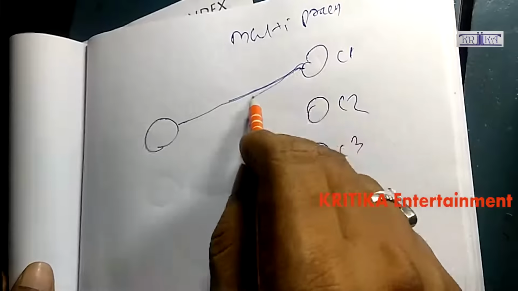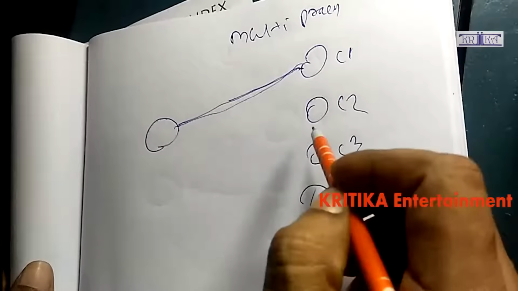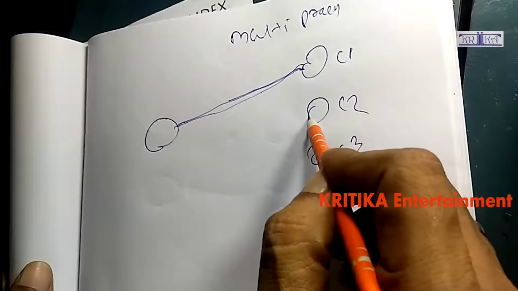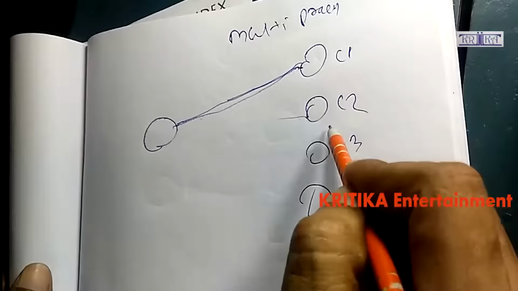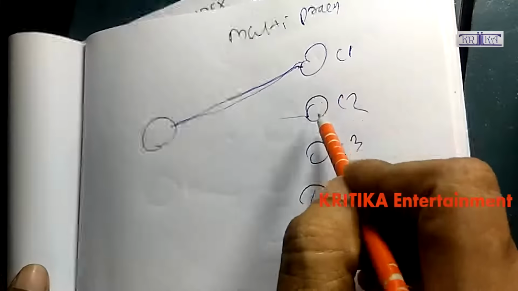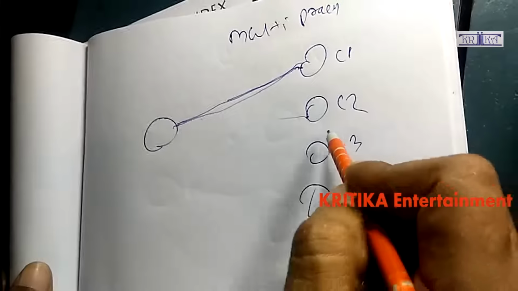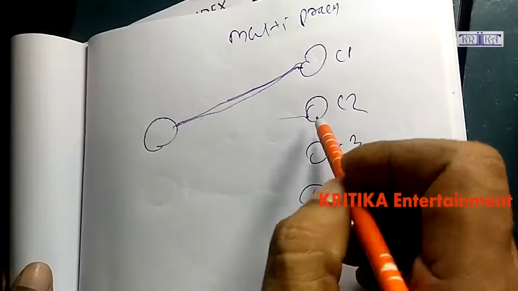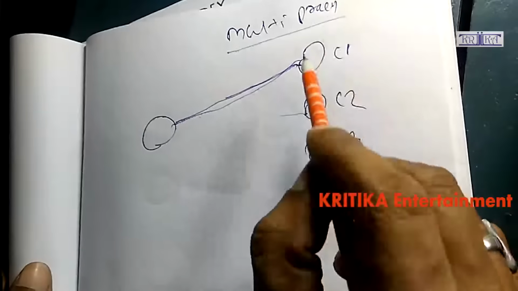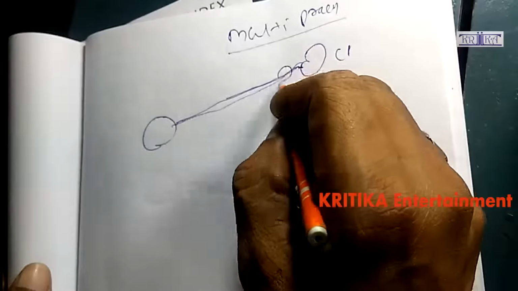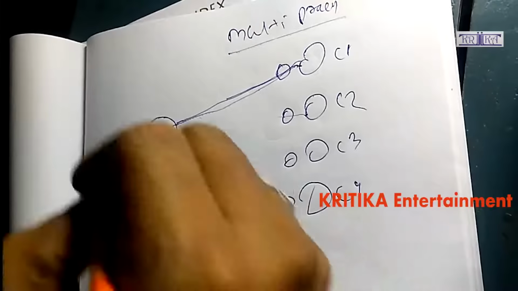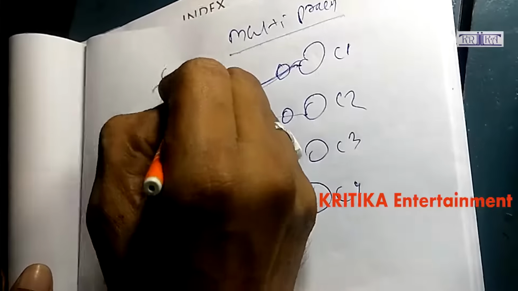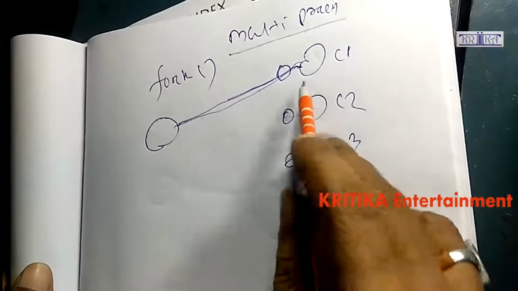Suppose this client is connected to the server, and the next client tries to connect. It cannot be accepted from C2 until C1 completes its request. So what will happen then? Now we use multiprocess. Multiprocess means each client creates one process. That process is created by which function? The fork function.